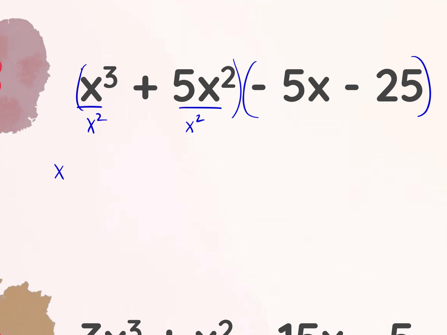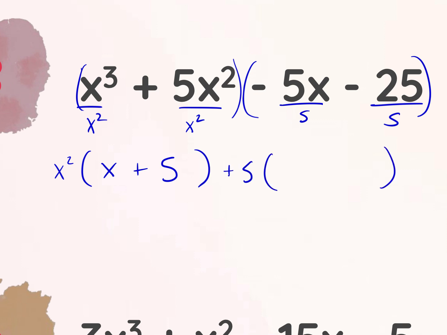X squared. Perfect. So we're going to take out an x squared. When we take out the x squared, what are we left with? X plus 5. What's our GCF in the second parentheses? 5. If we take out a 5, what are we left with? X minus 5. Negative x minus 5.